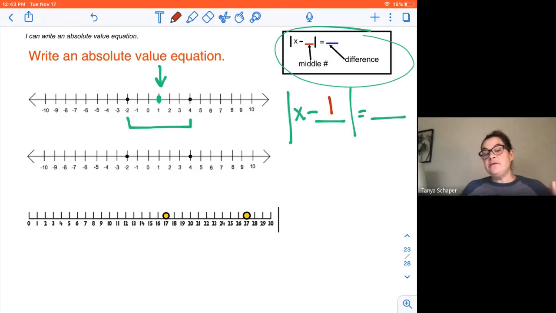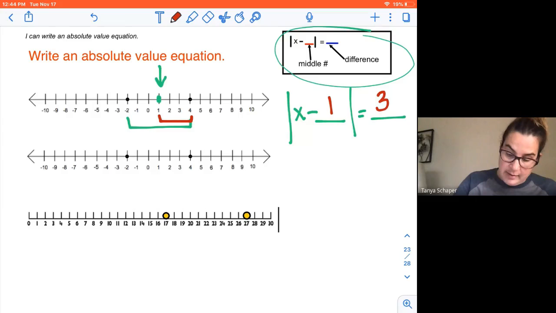The difference between the number and 1, so the difference between negative 2 or 4 and 1, is, and now we need to see how far it is from the middle to the end, and that is 3. So the absolute value equation that I'm going to write is that the absolute value of x minus the middle number is equal to 3. So the 2 things I'm looking for are the middle number, the average of the 2 numbers, and then how far that average is from each of the ends. Let's take a look at the next one.